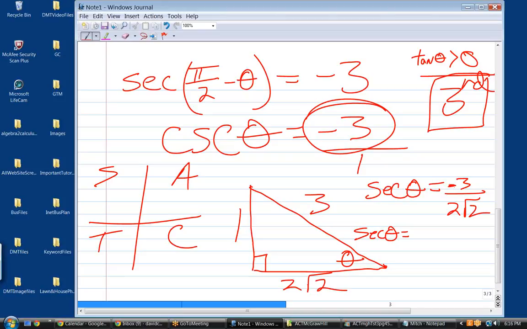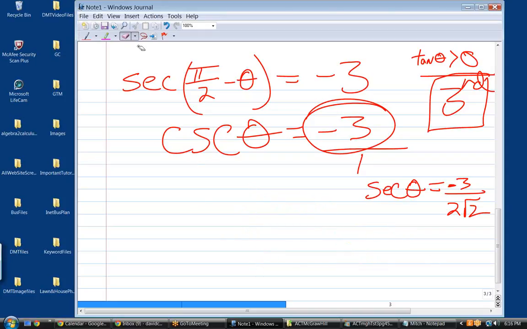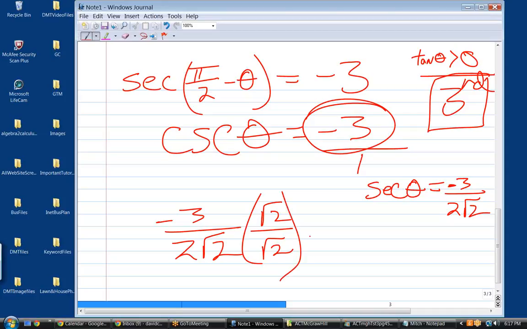But there's still something wrong with that answer. What is it? It's not rationalized. Yeah. In other words, how do we rationalize this answer? Take root 2 and multiply the top and bottom by root 2. What do you get? You get 3 root 2 over 4. Put the negative sign back in there.